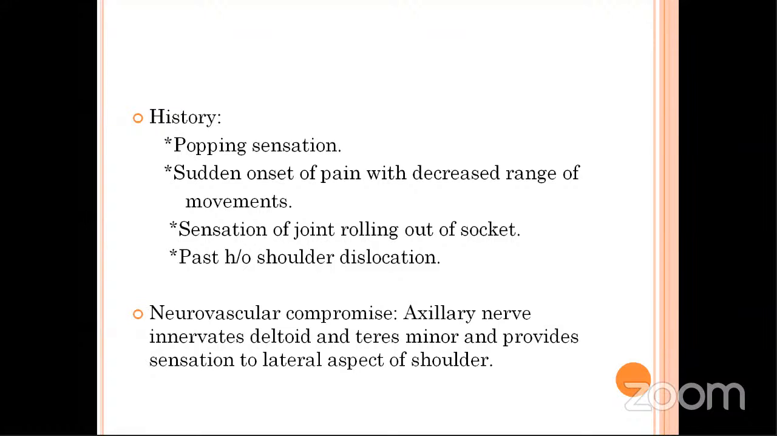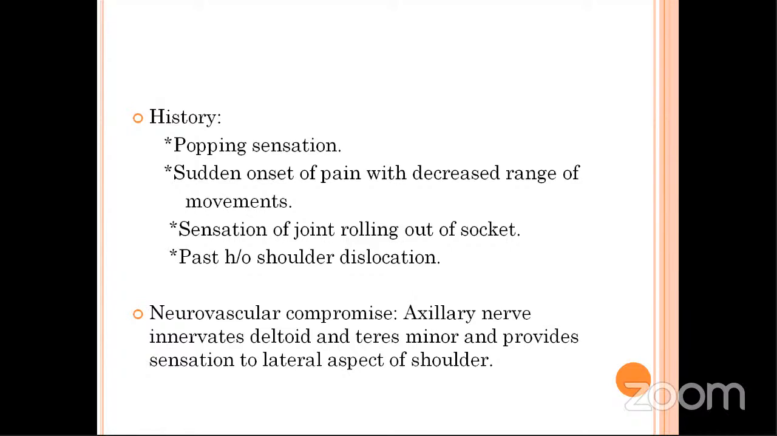In all shoulder dislocations, according to history, the patient might give a popping sensation in the shoulder. There will be a sudden onset of pain with decreased range of movements, and the patient might complain of a sensation of the joint rolling out of the socket. And there might be a history of past shoulder dislocation, because if the shoulder is once dislocated, it becomes highly unstable and there is a chance of recurrent dislocations.